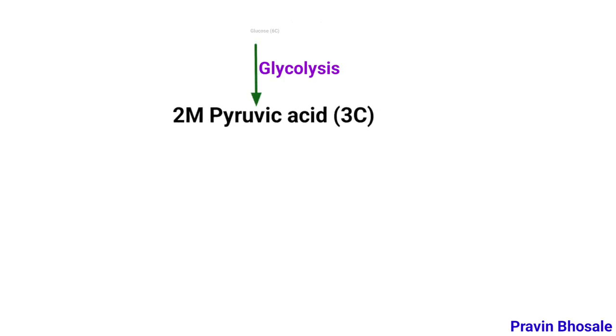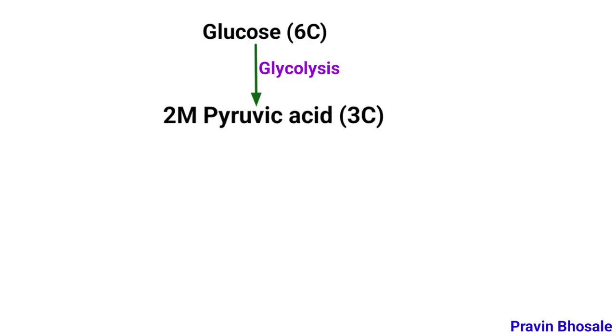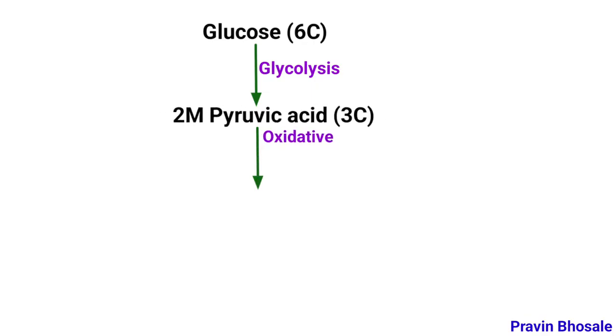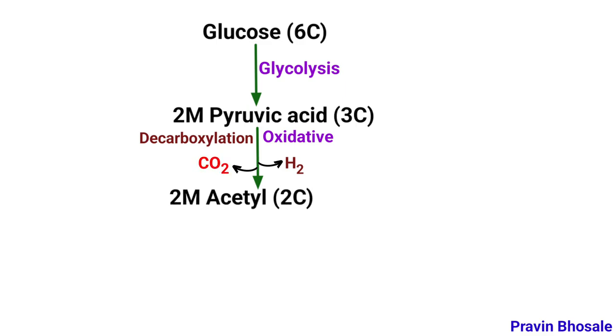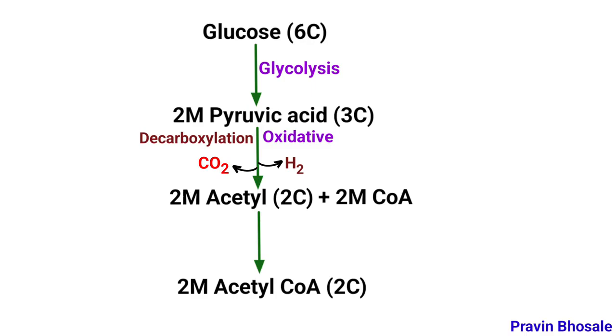Glucose undergoes glycolysis to form 2 molecules of pyruvic acid. Glucose is a 6 carbon compound, pyruvic acid is a 3 carbon compound. Further, pyruvic acid undergoes oxidative decarboxylation. Oxidative means removal of hydrogen and decarboxylation means removal of carbon dioxide. So here it forms acetyl. This acetyl combines with coenzyme A and it forms acetyl coenzyme A.